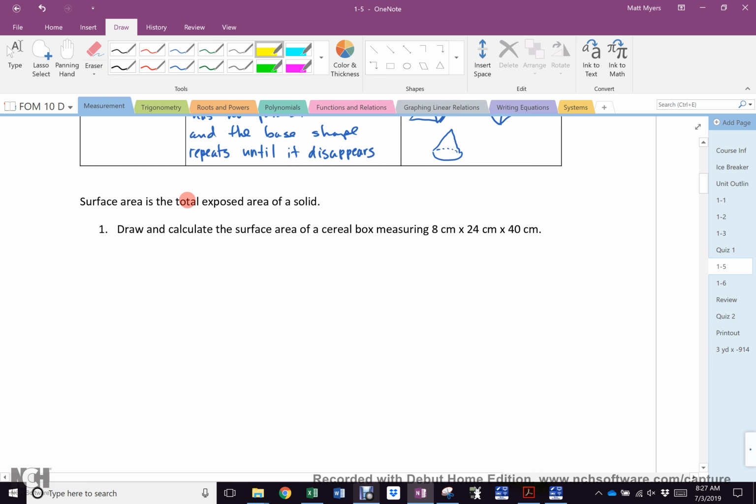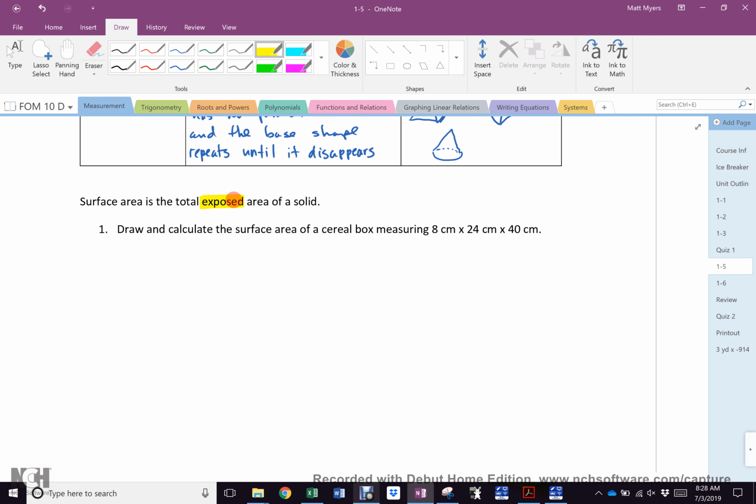Please highlight or underline the word exposed. The exposed area of a solid. That means it's everything you can see. If you take that and dip it in paint, the surface area is where the paint will cover. So, this prism right now, if I dip it in paint, everything on the outside will be covered, yes? So that is the surface area.